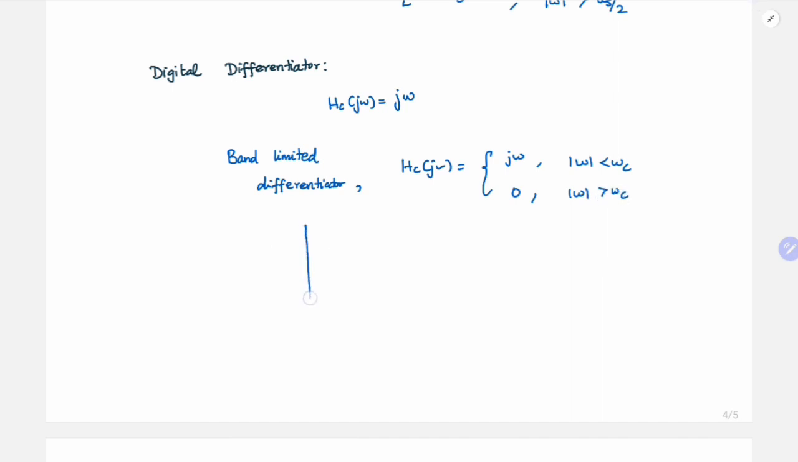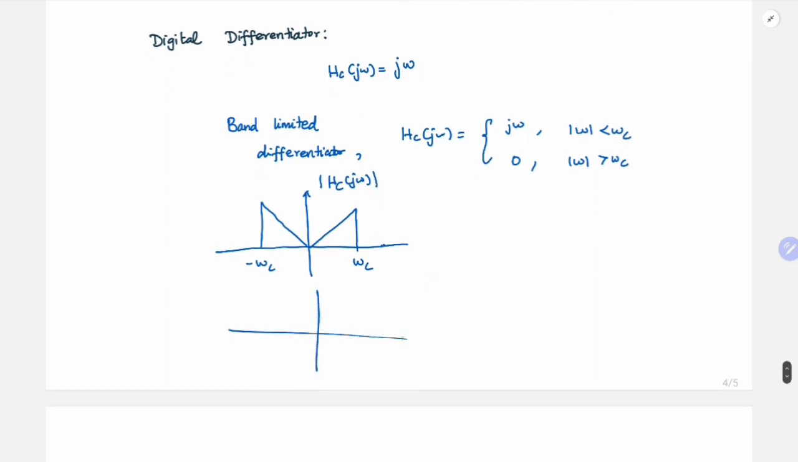So in the frequency domain, how will this look? It will be like this, omega c, minus omega c. So this will be mod Hc of j omega. And if you see the phase response, it is actually plus pi by 2 for positive and minus pi by 2 for negative.